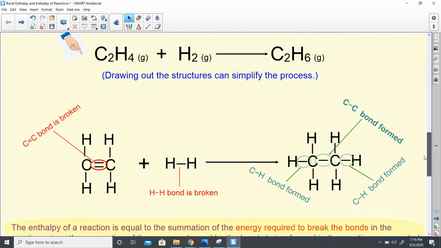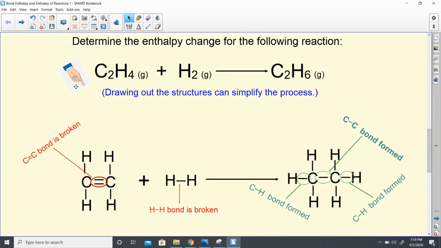Using your knowledge of Lewis structures, C2H4 looks like this. Hydrogen's diatomic, it's going to look like this. And C2H6, ethane, is going to look like this. When this reaction occurs, the double bond between the two carbons has to be broken, and these two H's have to be broken apart. Once we break this double bond and break the H's, they are free to attach themselves to the carbons, and then those carbon atoms are going to form a single bond between each other.